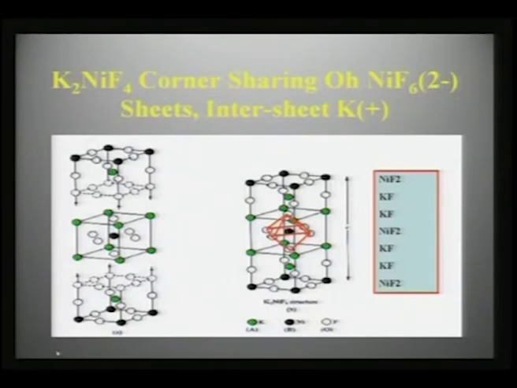K2NiF4 is another group of structure which is important in materials chemistry, where you can see a repeat layer of NiF2, KF, KF, NiF2, KF, KF and so on. So this is a special case of a perovskite that you can make, where you have these NiF2 sheets with an intersheet of K plus that is stabilizing this K2NiF4 structure.